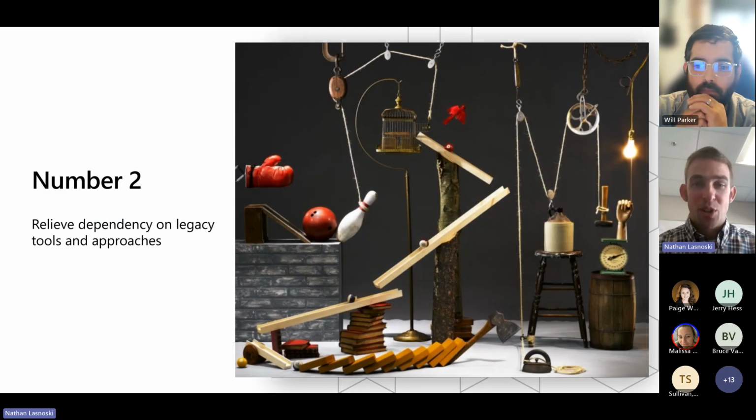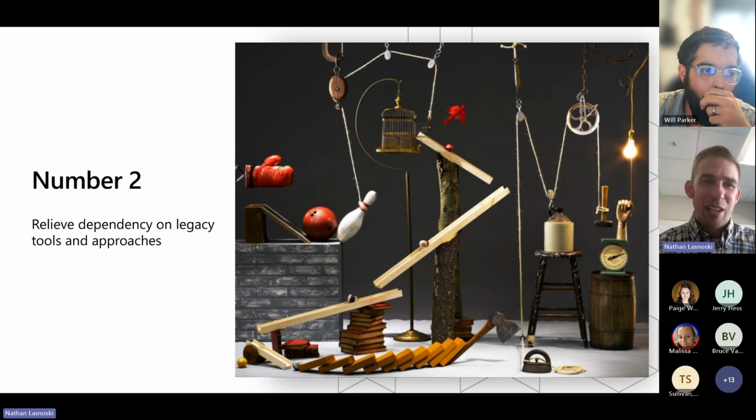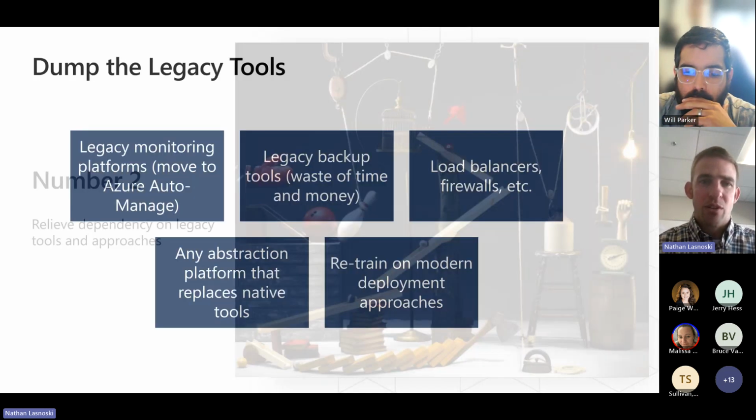Okay, so number 2 domain, we are going to have to move faster because we made it through 1 and it's 11:17. All right, so number 2, relieve dependency on legacy tools and approaches.